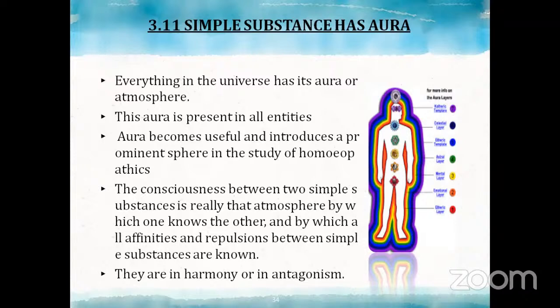So you have different varieties of aura within us and outside us, and it is not only seen in human beings, but it can be seen in anything. And either it will be in harmony or in antagonism. And he says that the simple substance too has its own aura.